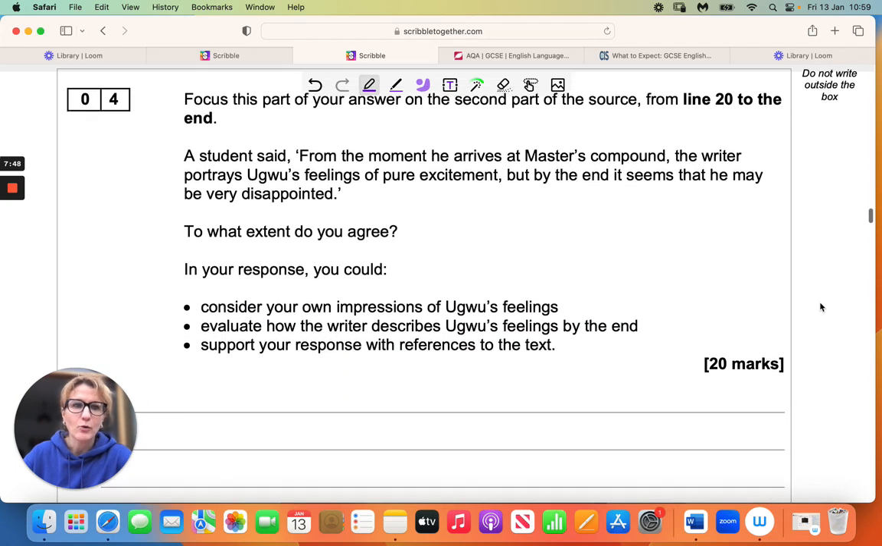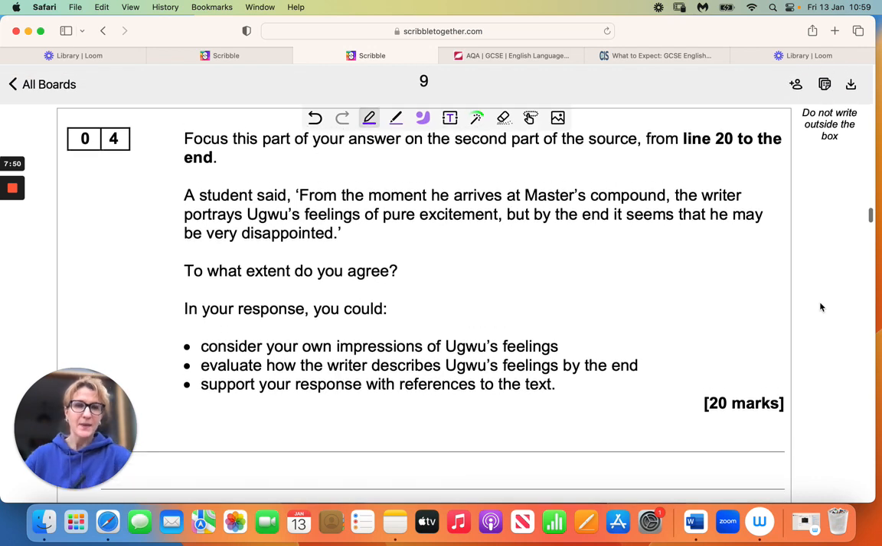So question 4 is worth 20 marks. Again, I recommend that you draw a box around the part of the extract that it asks you to focus on. Then it will always give you a quote. And sometimes that quote makes this feel a little bit complex. But essentially, it's an opinion statement. Somebody is giving an opinion, and it's asking you how much you agree with that opinion.